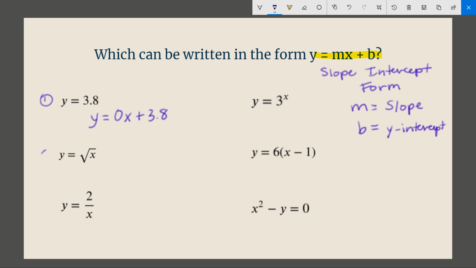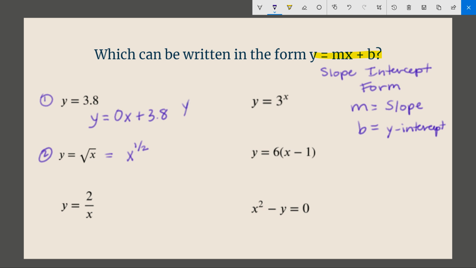The second one right here, y equals the square root of x. This is not a linear function because this square root is actually a 1/2 power on the x. If x has any power other than a power of 1, then it is non-linear.